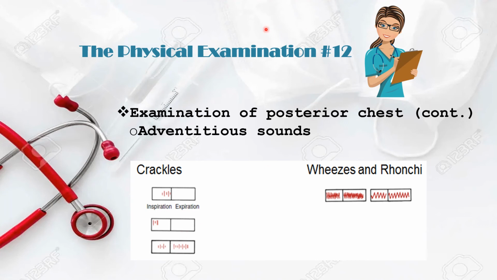So we have here wheezes. Wheezes and rhonchi are again continuous musical sounds that occur during a rapid airflow when the bronchial airways are narrowed.